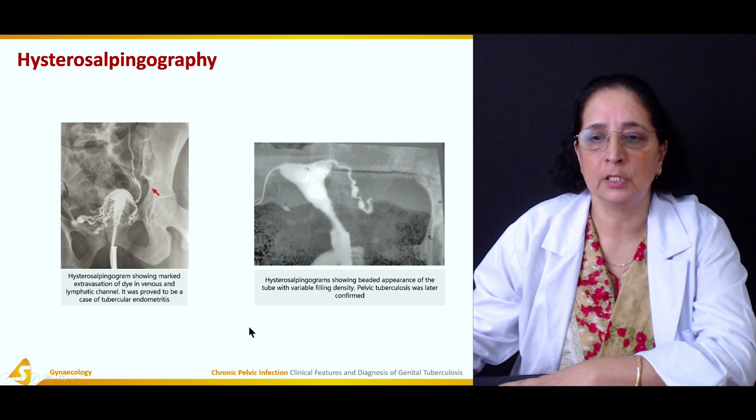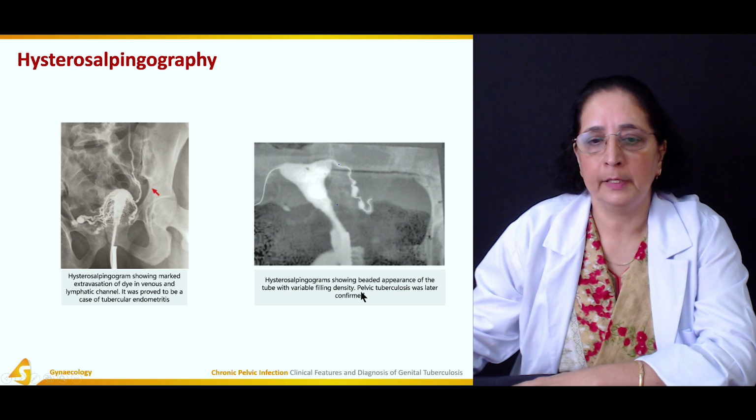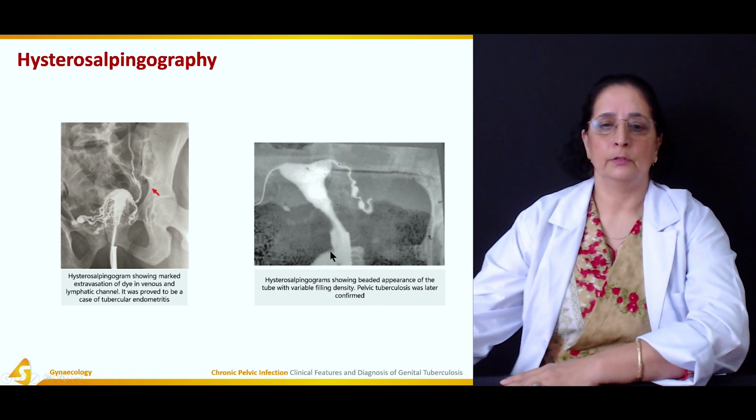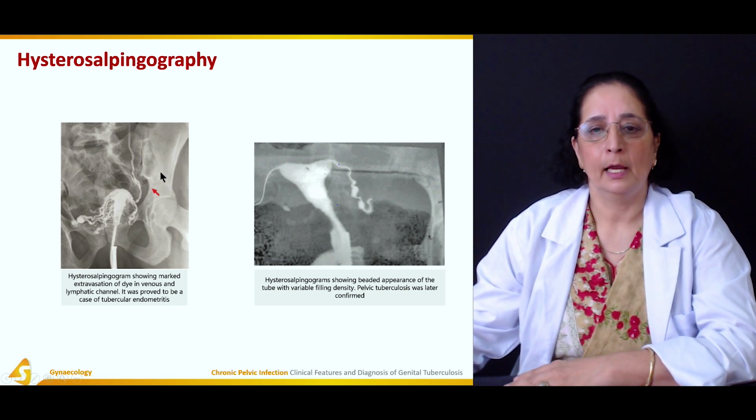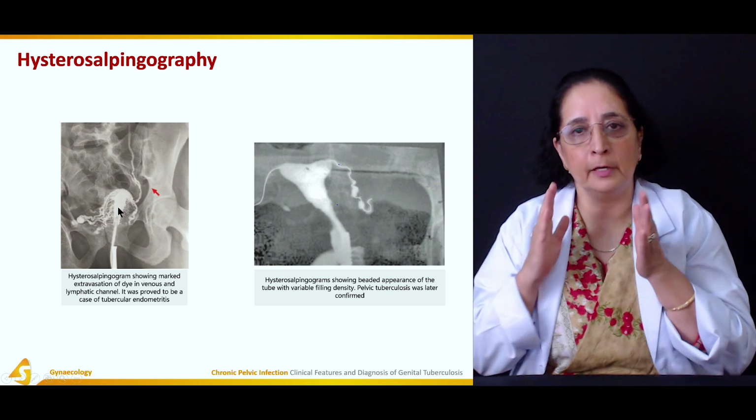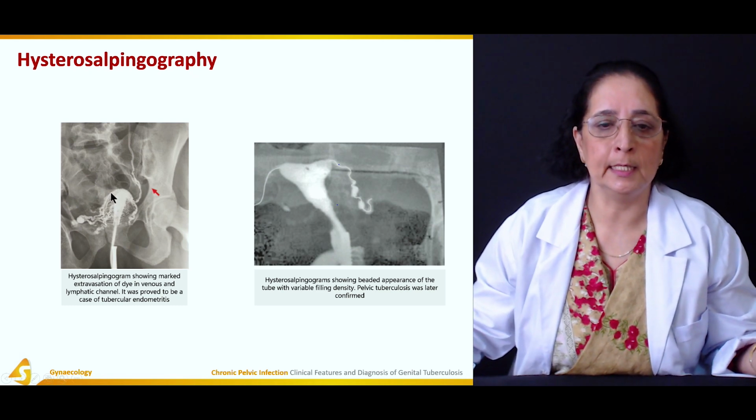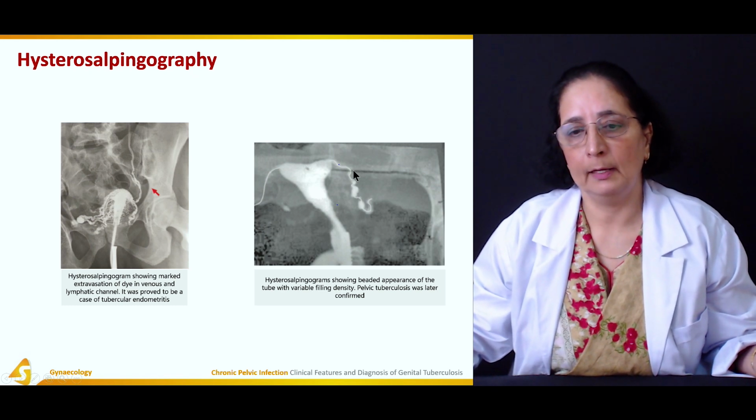And this is the hysterosalpingogram, which shows you the beaded appearance of the tube with variable filling. Beaded appearance. Here you can see the beaded appearance of the tube. This is again, later on pelvic tuberculosis was confirmed. So these are the 2 pictures of hysterosalpingograms, and hysterosalpingography is performed in which dye is injected, and then the picture is taken. In the one you can easily see dye coming out here, and then this is the beaded appearance of the fallopian tube.